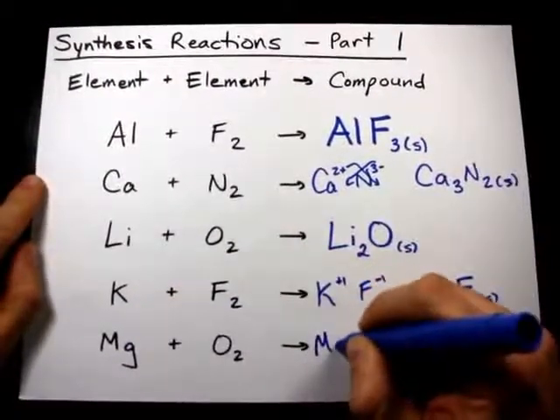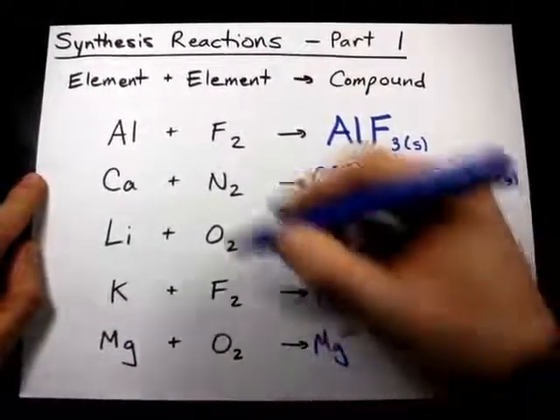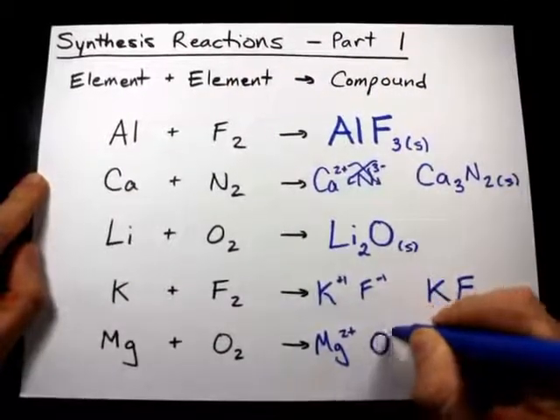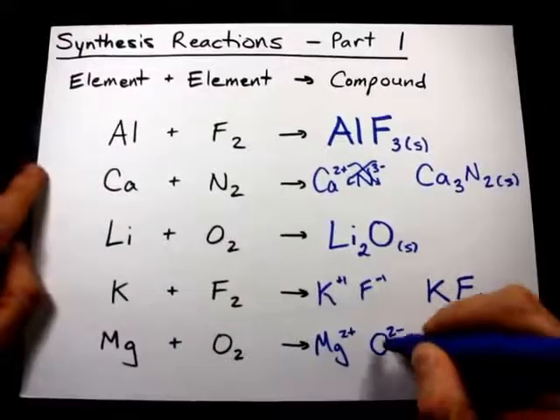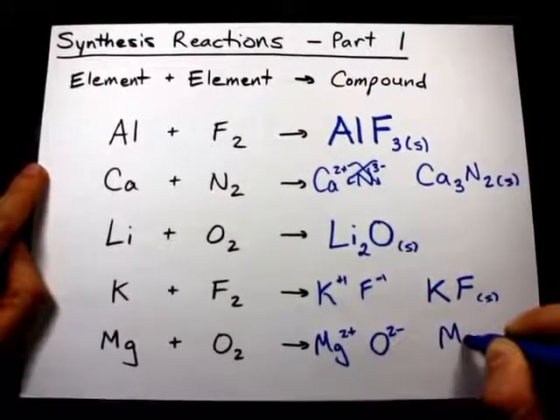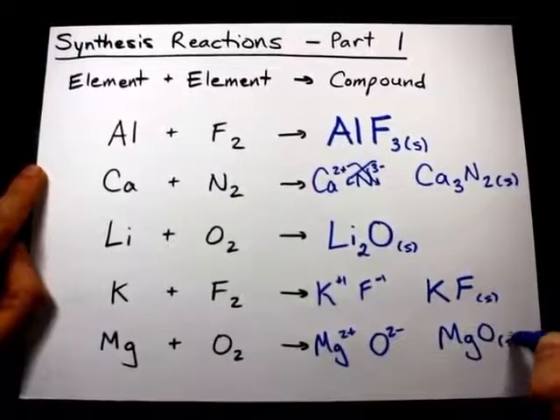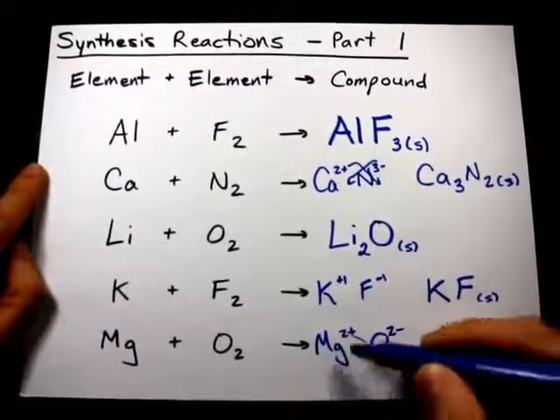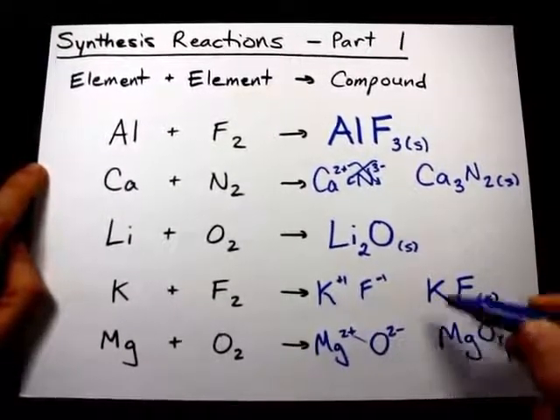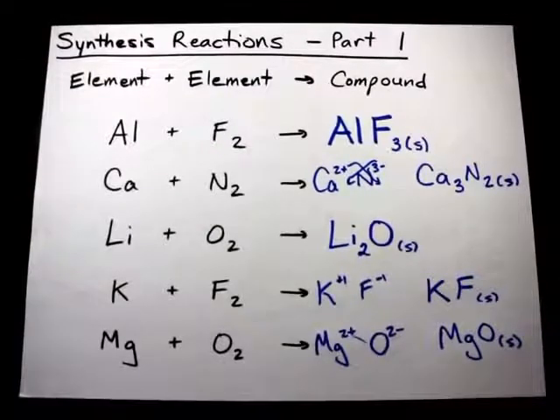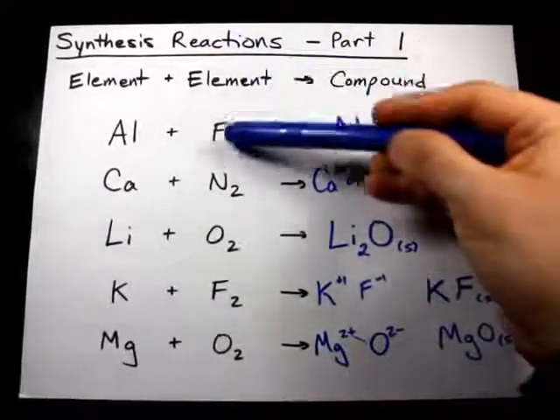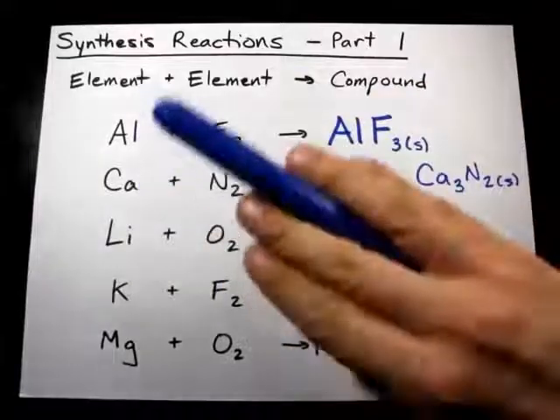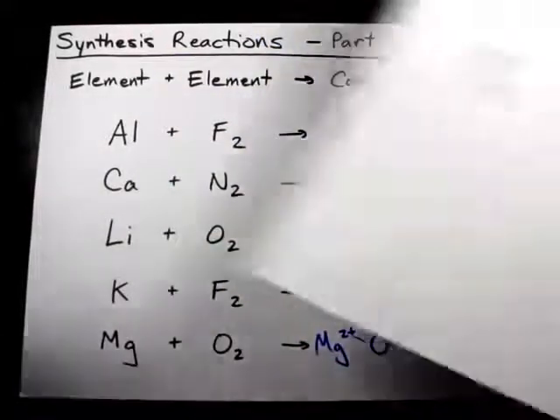And magnesium wants a charge of 2+, it's in the same group as calcium. Oxygen wants a charge of 2-, we already talked about that. And those crisscross and cancel with each other to give us MgO. With ionic compounds, 2 and 2 will cancel with each other to make 1 and 1. MgO solid, that's magnesium oxide. Okay? Cool. Now, in synthesis reactions you will see pure element symbols here, and I just don't want you to get freaked out by some of them.